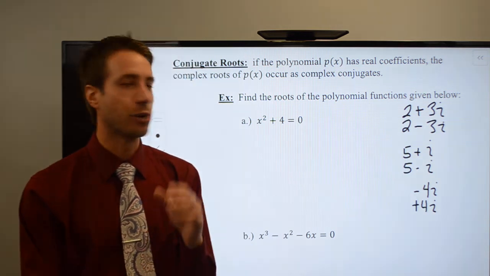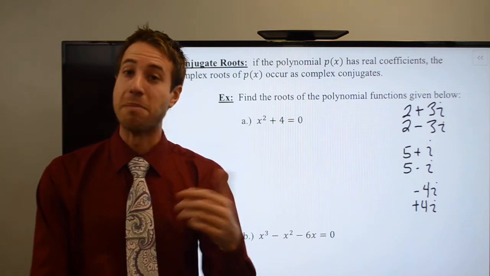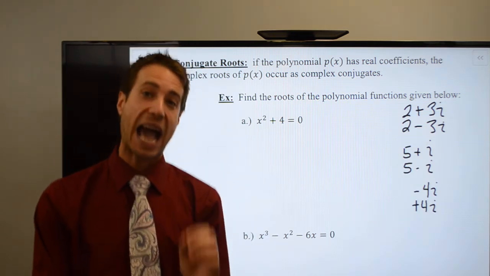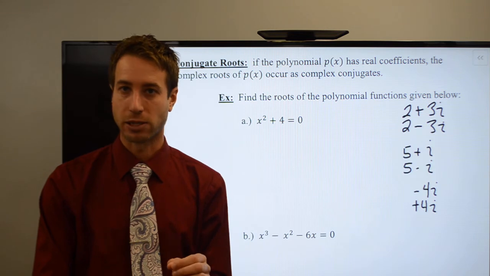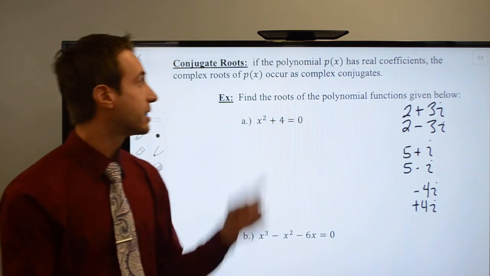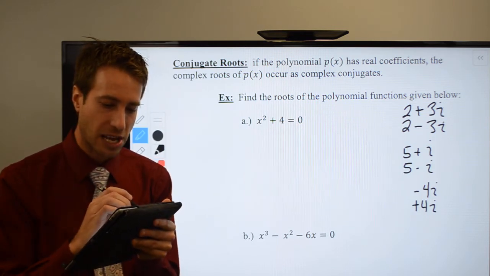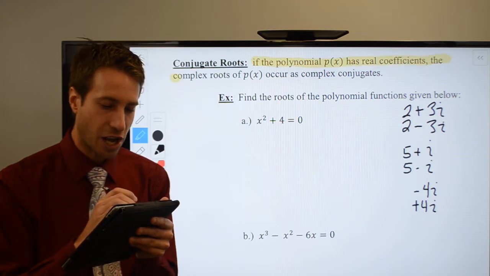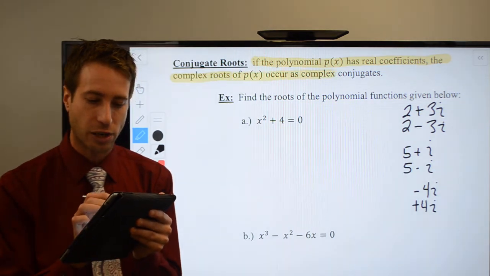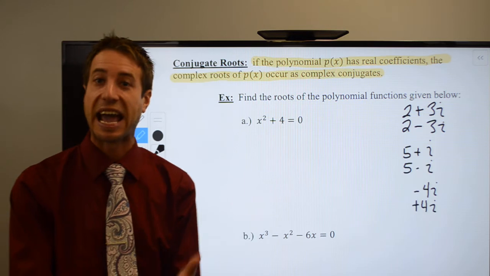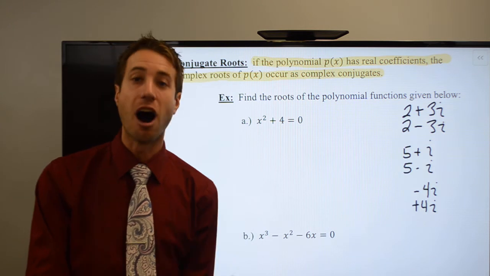So here's what we're telling you in this section. Not only can you not get an odd number of imaginary zeros for a polynomial, but imaginary zeros must show up as complex conjugates. They have to. This is the conjugate roots theorem. Let me highlight it for you, and then I'll show you in a couple of example problems. If a polynomial has real coefficients, the complex roots, if you get imaginary solutions, must occur as complex conjugates. They have to, which is why it's only possible to get an even number of imaginary roots.